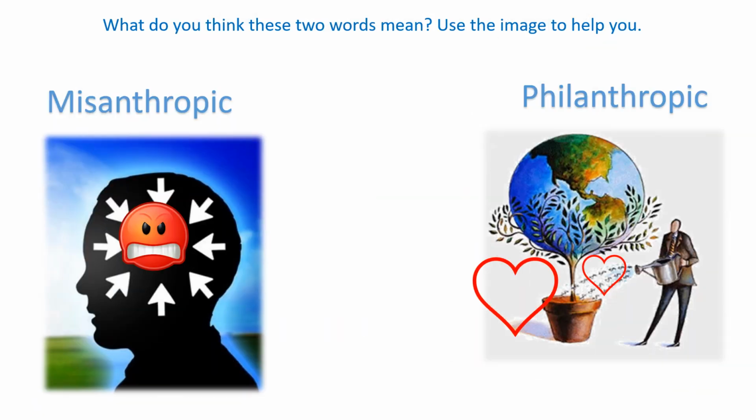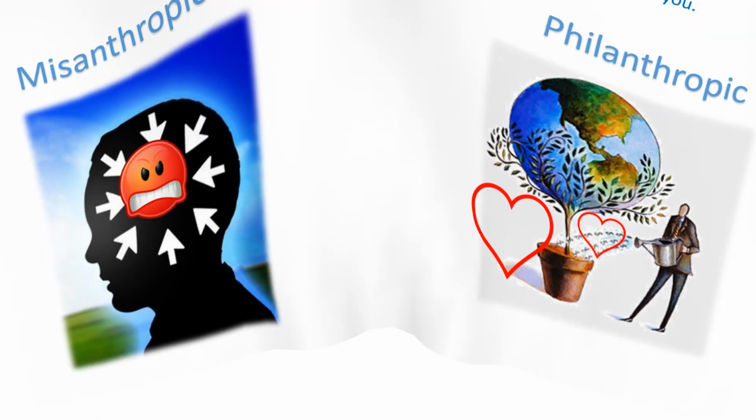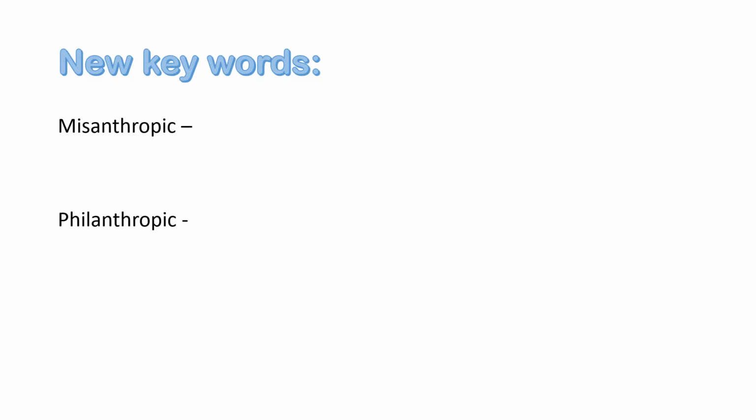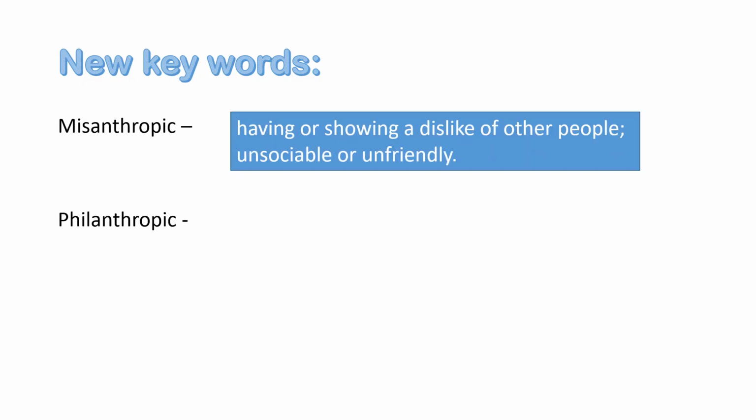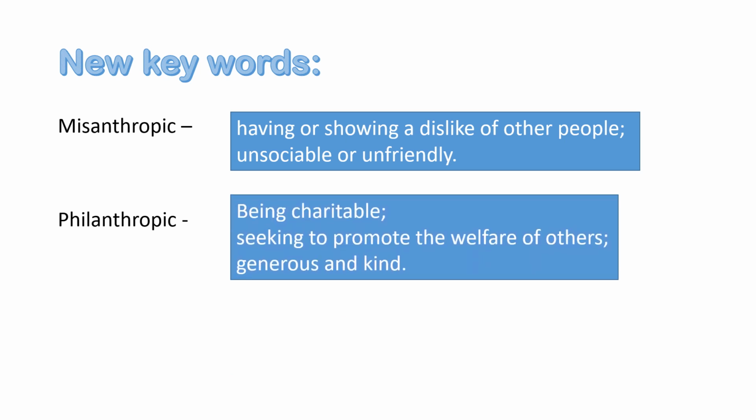So putting on the board here the two words that I think are really prevalent in A Christmas Carol: misanthropic and philanthropic, and what they both mean. Misanthropic is having or showing a dislike of other people, unsociable or unfriendly, for example, Scrooge. And philanthropic is the opposite of that. It's about being charitable, seeking to promote the welfare of others, generous and kind, like Fred, for example.